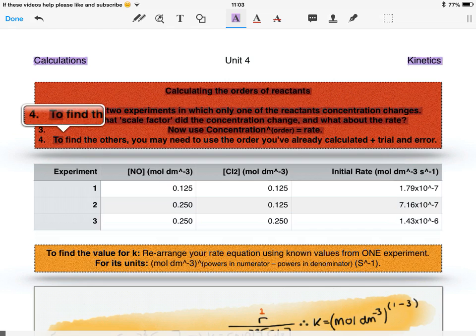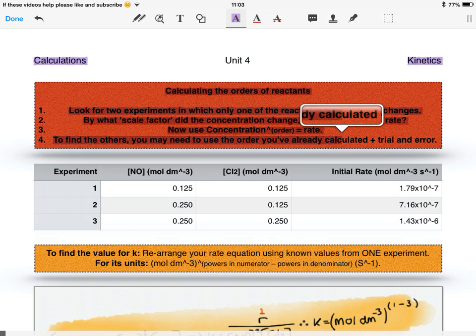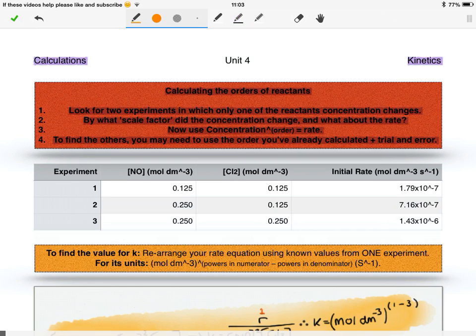Finally, to find the other orders, I like to just use the orders that I've already calculated plus a bit of trial and error. So, using this method, I'll go through this example here. So, let me get out my pen.